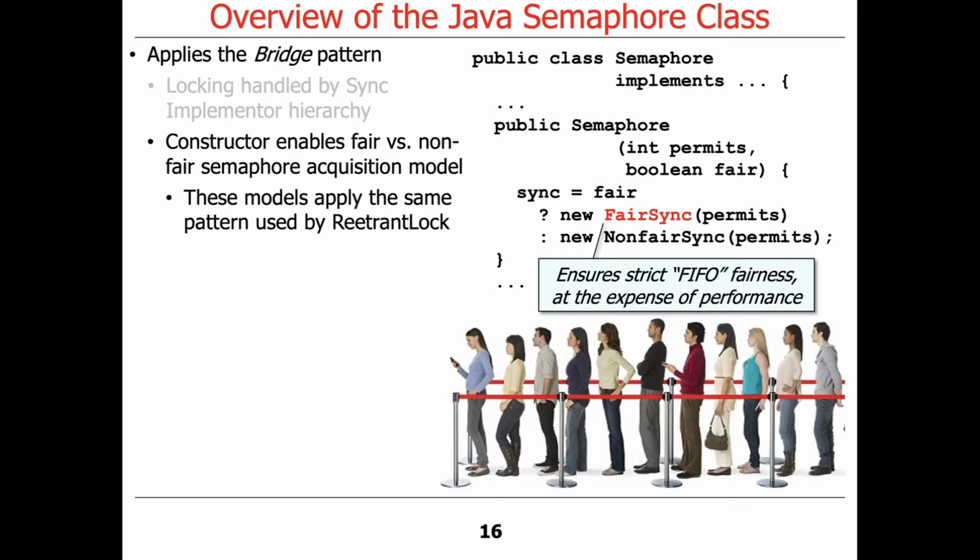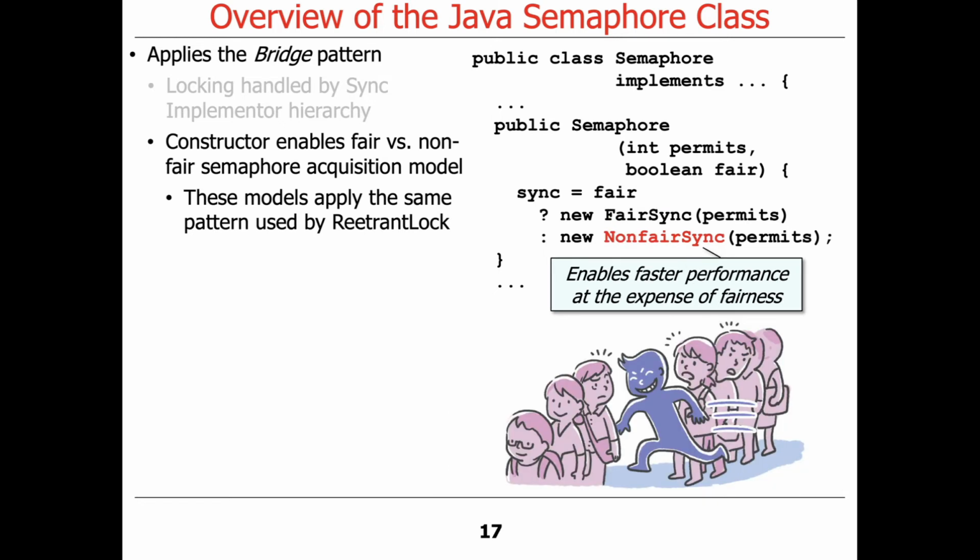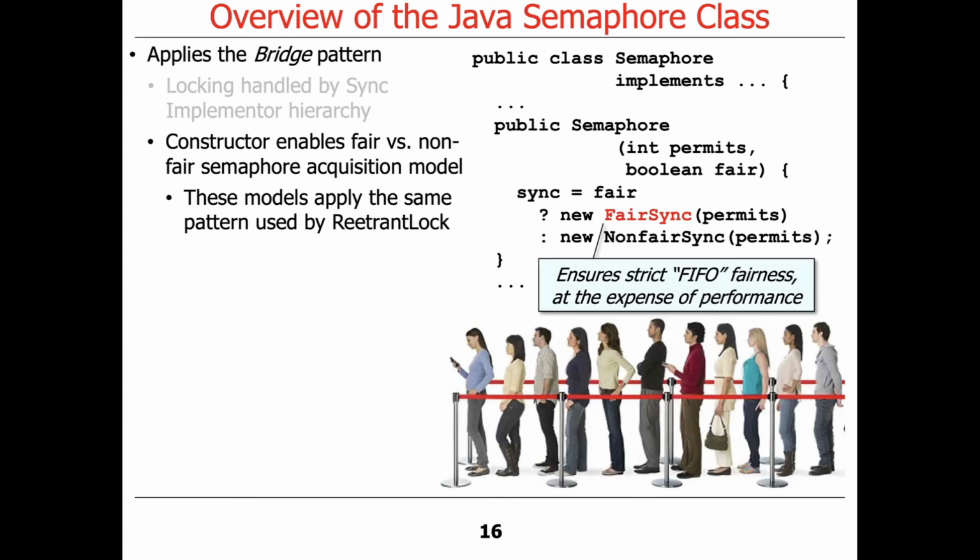If the parameter is set to true, that means that we have strict FIFO fairness. And that means that the threads that are waiting to acquire the semaphore are guaranteed to be queued up in first in, first out order, so that it'll be fair. As we'll see, there's pros and cons with this. The pro is you get fairness, but the problem is it's more expensive. You have to wait in line, if you will.